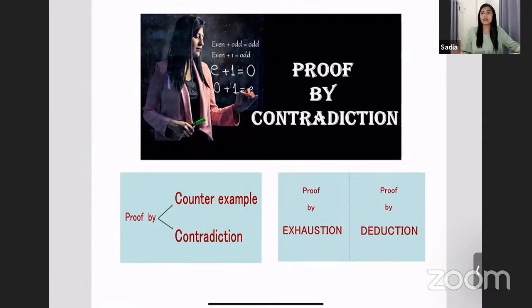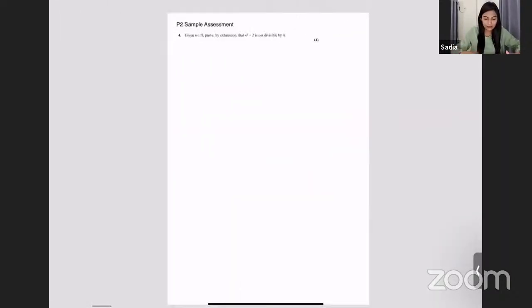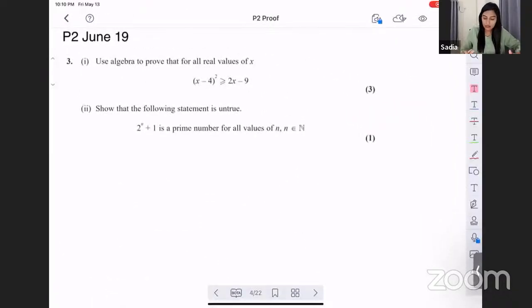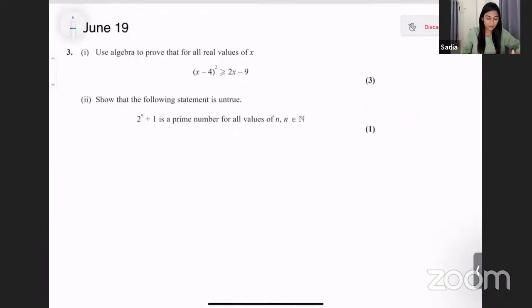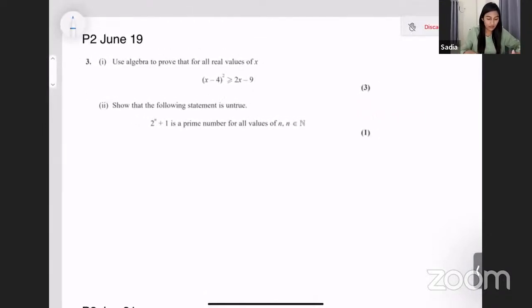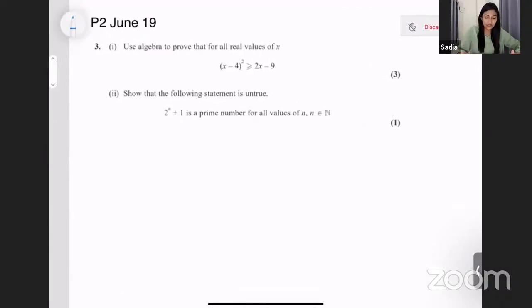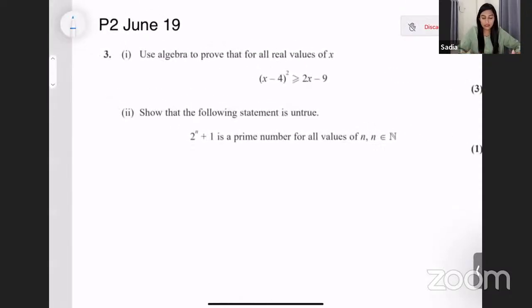Okay, so we will be starting with June 2019. This is June 2019, P2, June 19. Number 3 is from this chapter, proof. Even though there are questions that are directly related to exhaustion, deduction, contradiction, you will also get questions like this where they will give you an inequality, as in a greater than sign or less than sign. And you will see that in the majority of cases, you just need to work with the completing square format.